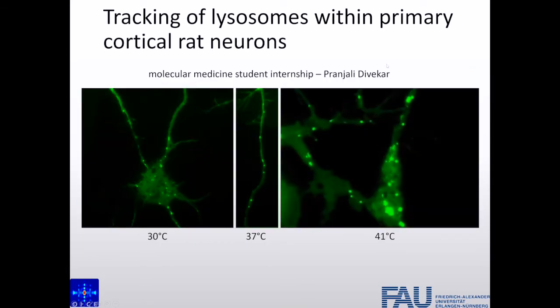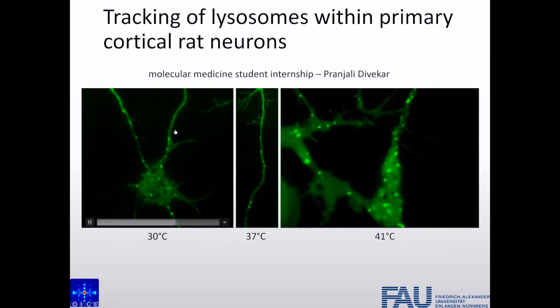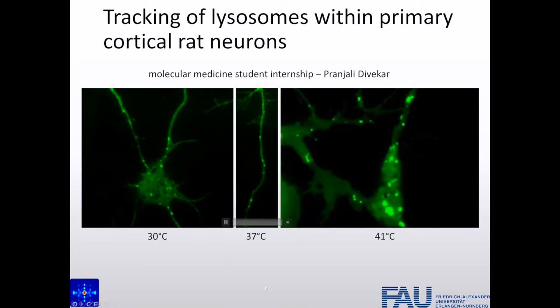And then Pranjali was just in her 6 weeks practical. She was playing around and measuring the speed, or she was just tracking lysosomes at different temperatures, let's say like this. And at 30 degrees, of course, we see not much movement within the axons or the dendrites. There's some movement in the cell body. At 37 degrees, I play this again. Yeah, it starts again. You see the regular movement of the lysosomes within the axon.